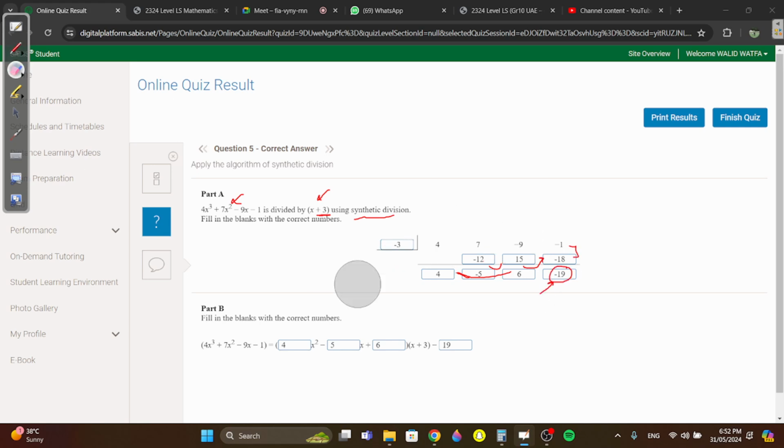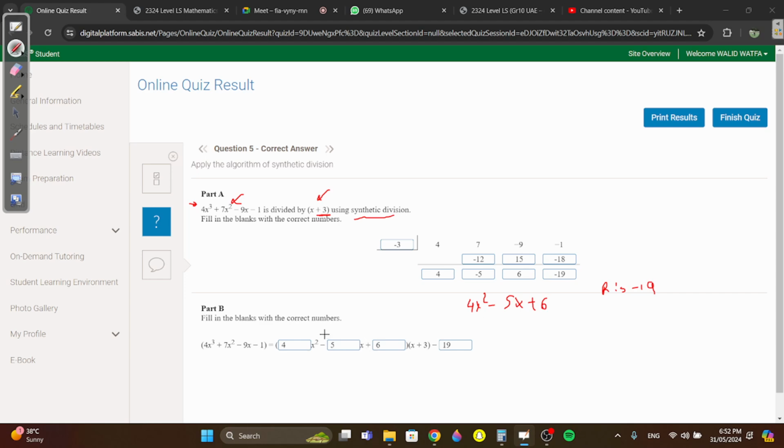So how did they write it here? If you were to write it, here it was cubed. So of course if the original was cubed, my answer is going to be quadratic. It's going to be a square. So it's going to be 4x squared minus 5x plus 6. And then the remainder is minus 19.